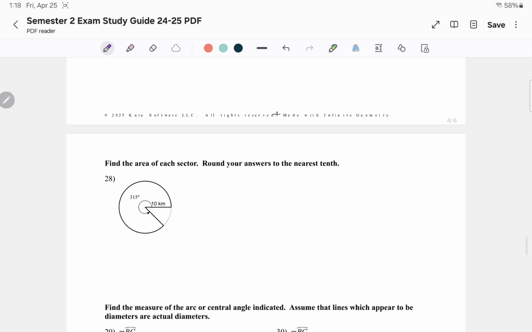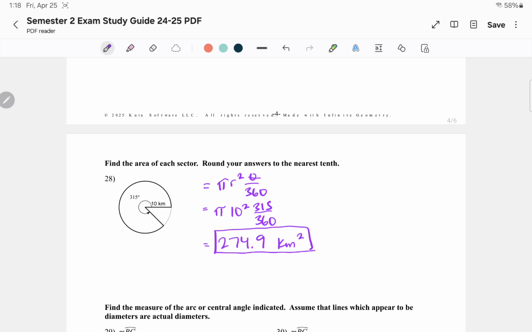Moving on to sector, another formula. Most of this unit is formulas, which is going to be pi r squared theta over 360. Always start with the formula, then plug in. Our radius is 10. Our theta is 315. So in my calculator, I'm going to do pi times 10 squared times 315 divided by 360. And that gives me 274, to the nearest tenth would be 0.9, and that's going to be kilometers. If the rounding is still throwing you off, don't worry, the exam is multiple choice, okay?